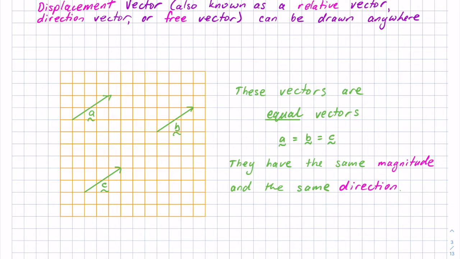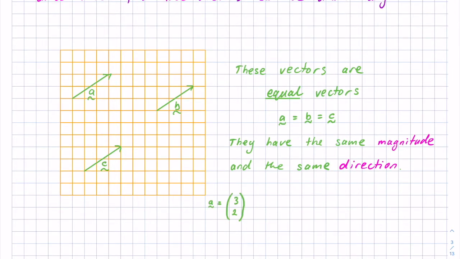Now, in order to write them, we can say A equals 3 across 2 up. These are positive numbers, so the 3 stands for across and the 2 stands for up. That's called a column matrix. We can write it that way. We could also write it in component form, where we say A is 3 lots of i plus 2 lots of j. So 1, 2, 3 lots of i plus 2 lots of j to get from the tail to the head. As I said, that's component form.